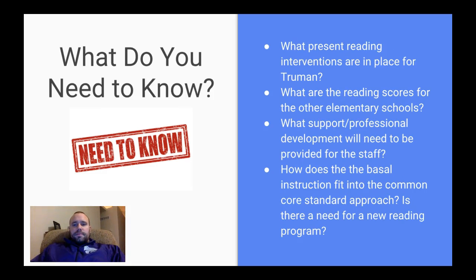So what do we need to know? We need to know what present reading interventions are taking place at Truman, what are the other reading scores for the other elementary schools within the district, and how do we compare with those? And then what support or professional development will the staff need in order to improve these areas? And then how does the basal instruction fit into the Common Core Standards approach? And is there a need for a new reading program?